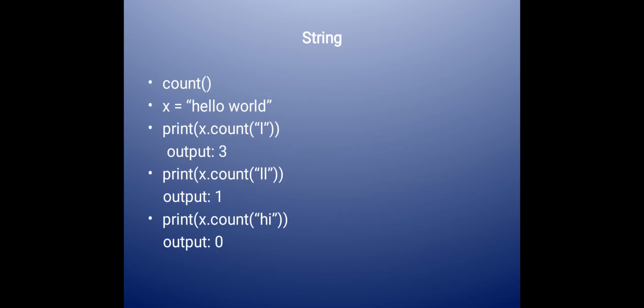Then print x dot count ll. Here the output will be 1 because it is counting how many times the ll is coming in hello world. It is coming only once in that string. That means both l's, that is ll, should come next to next in that string. So that case is only once coming in our hello world string. So the output is 1. Print x dot count hi. Here the output is 0 because there is no such word hi in our hello world. So the output will be 0.